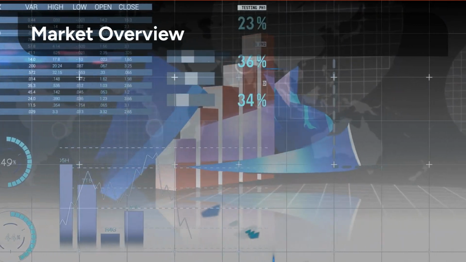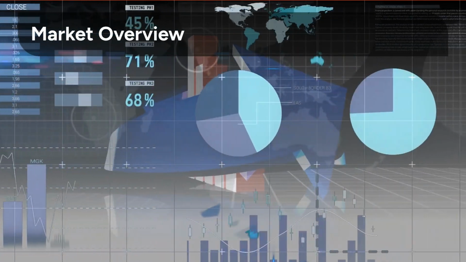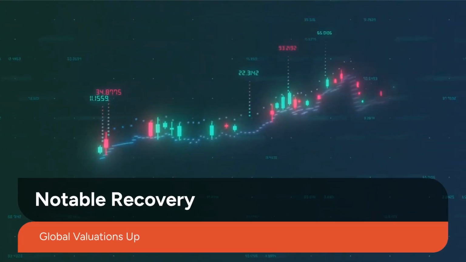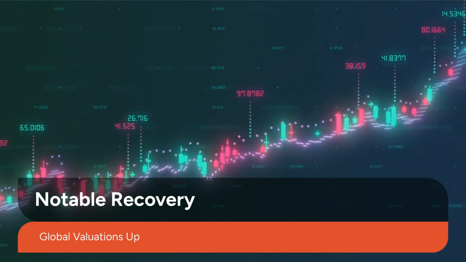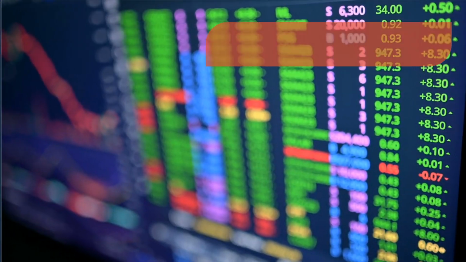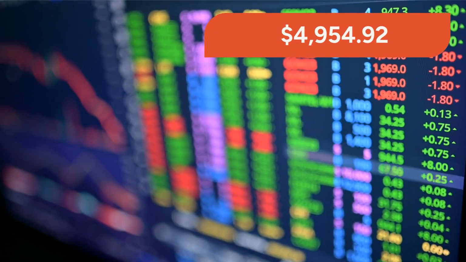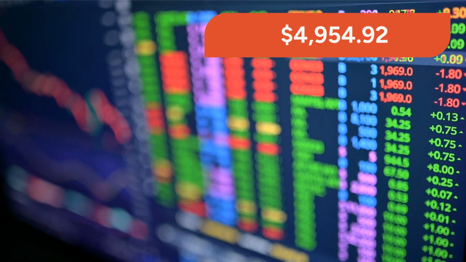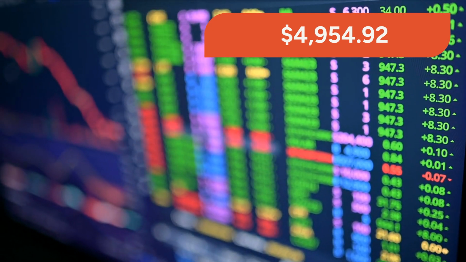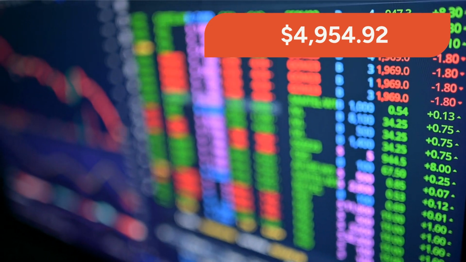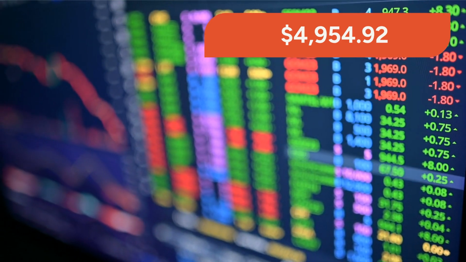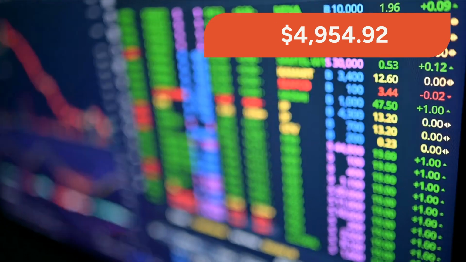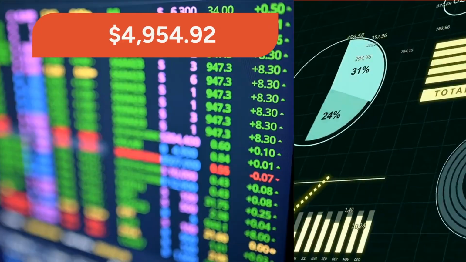We begin with a detailed market overview. On February 7th, 2026, market conditions reflect a notable recovery in global valuations. The current reference stands at $4,954.92 per ounce, following a period of heightened volatility. This move represents a near 4% recovery as market participants respond to evolving geopolitical conditions and recent risk-off sentiment.